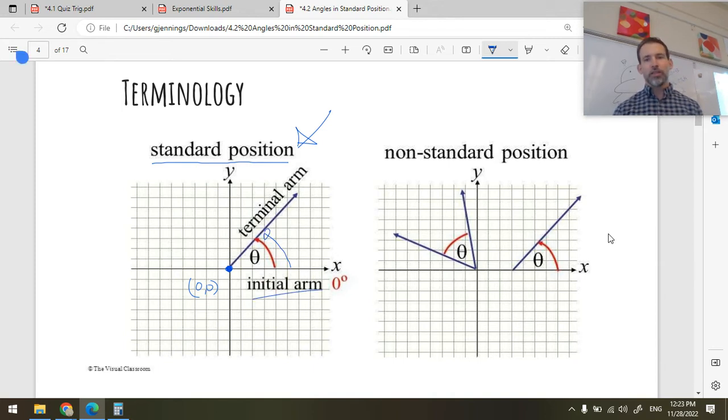These are non-standard angles. We could put them into standard position, but right now they're not. This one is not rotating around 0, 0. This one didn't rotate from the x-axis. It rotated from somewhere else. So they're different.